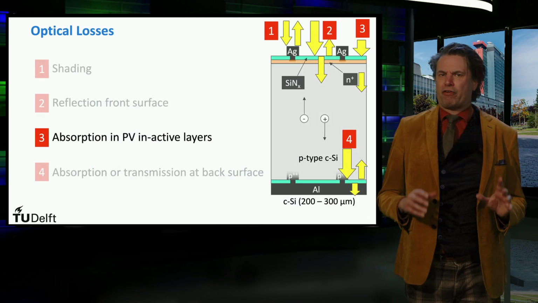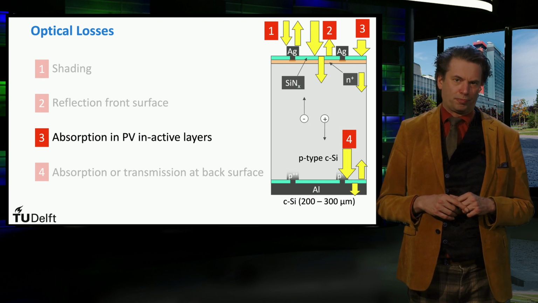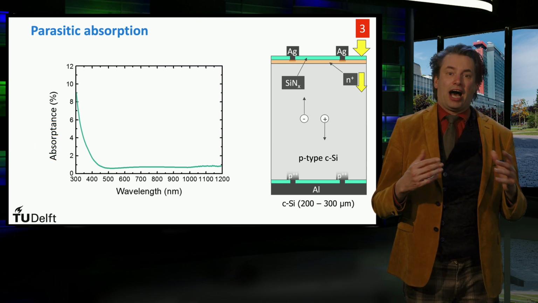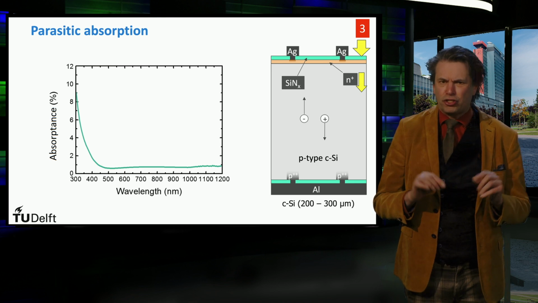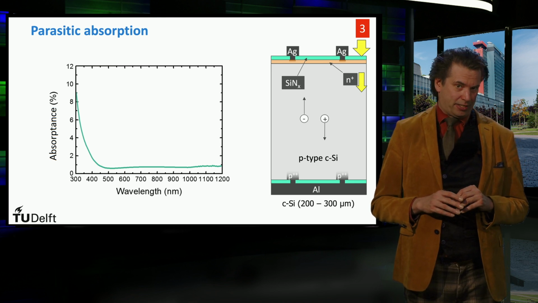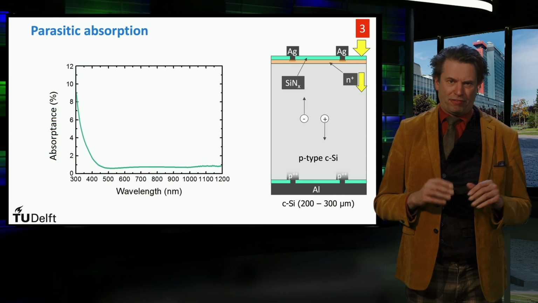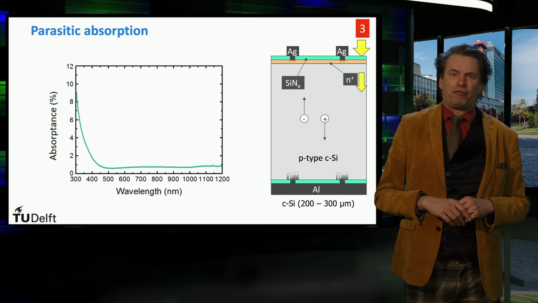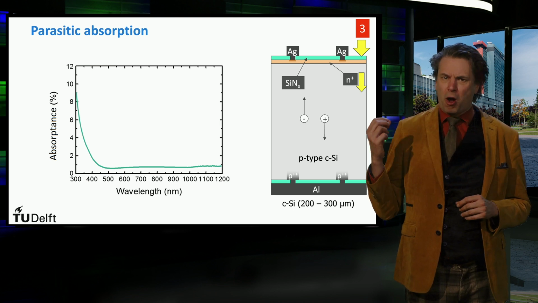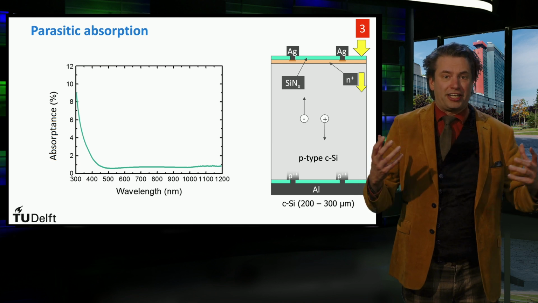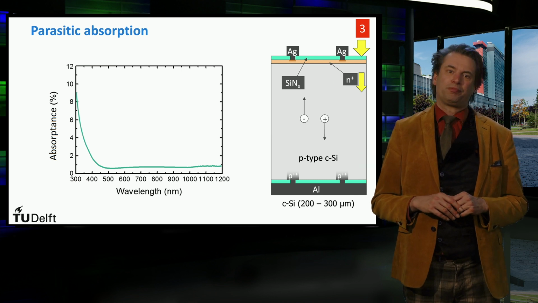Now that we have minimized reflection of light at the front surface, we will shortly talk about the parasitic absorption losses. These losses refer to light that is absorbed in layers that do not contribute to the generation of electron hole pairs and thus where no photovoltaic power is generated. One of the layers on top of the PV active layers is the silicon nitride passivation layer. The absorption curve of the material is shown here. We can clearly see that at short wavelengths, some of the incident light is absorbed, such that the external quantum efficiency of the solar cell is reduced in this wavelength range.